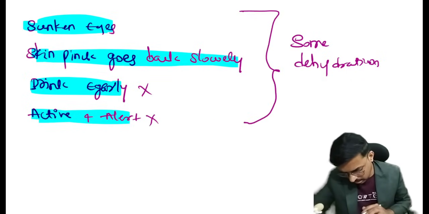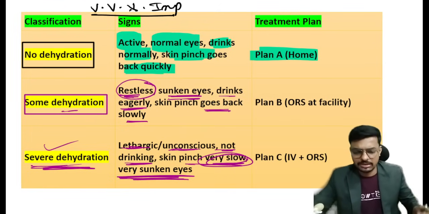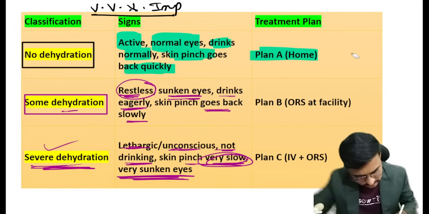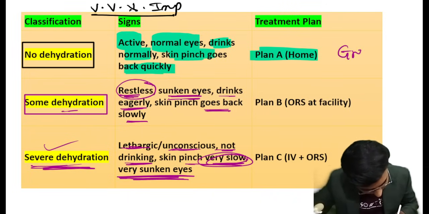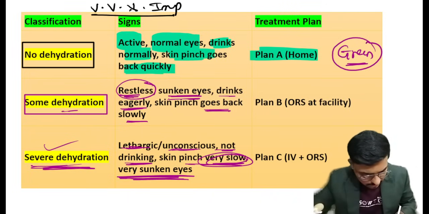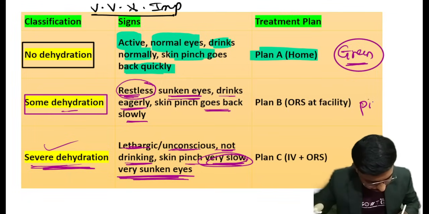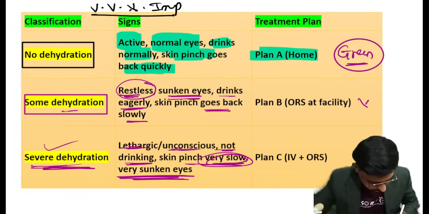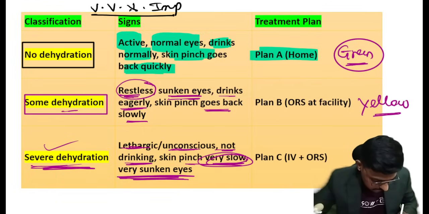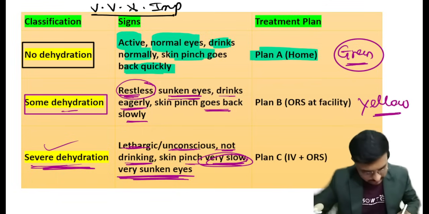According to the IMNCI, these dehydrations are determined in three color codings. One is no dehydration in the green color, so they can be managed at home. No problem, right? The next is some dehydration in the yellow color, dirty yellow. Do remember yellow. The next one is severe dehydration, which is very important, in the pink color.